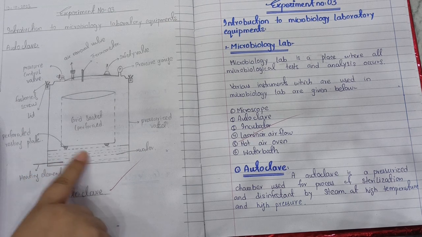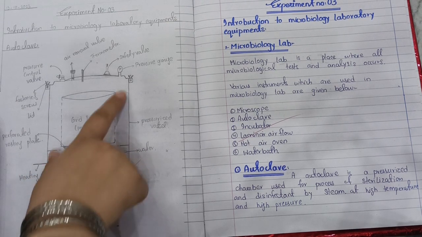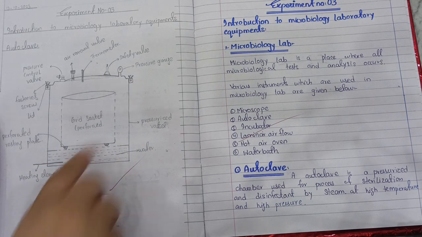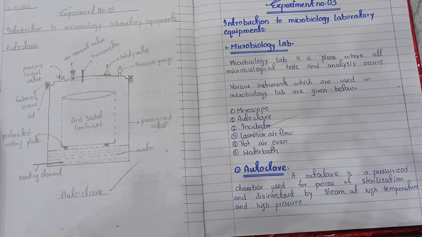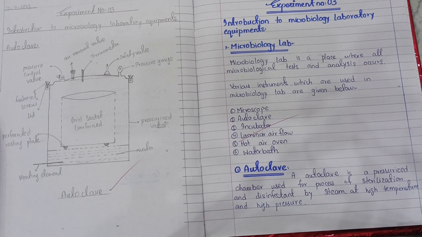This heating element heats the water, the vapors rise up, and steam is present. All over here the pressure is exerted by the steam. Due to this pressurized steam at high temperature, we kill all these microorganisms. You know that these microorganisms cannot bear such a high pressure or such a high temperature. So changes occur in their cells and they die. In that way we kill the microbes in the autoclave.